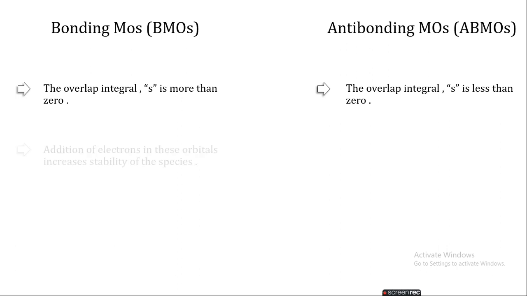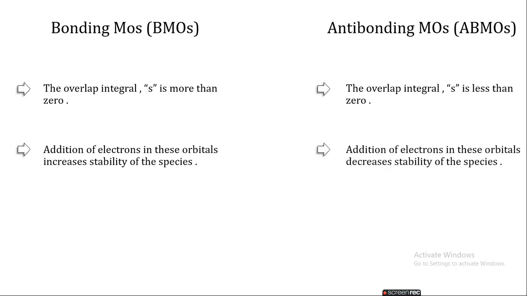Next point is addition of electron in this orbital increases stability of the species. In bonding molecular orbital, addition of electrons in these orbitals increases stability of the species. And in antibonding molecular orbital, adding an electron in this orbital decreases the stability of the species.